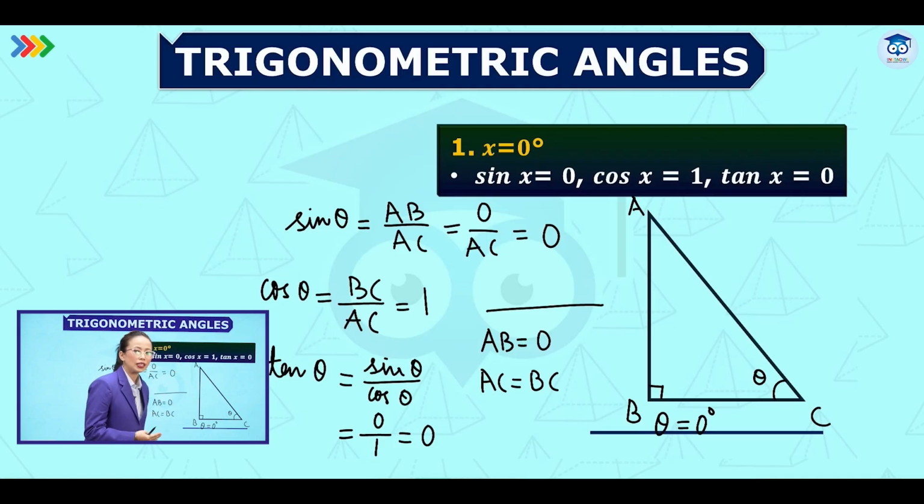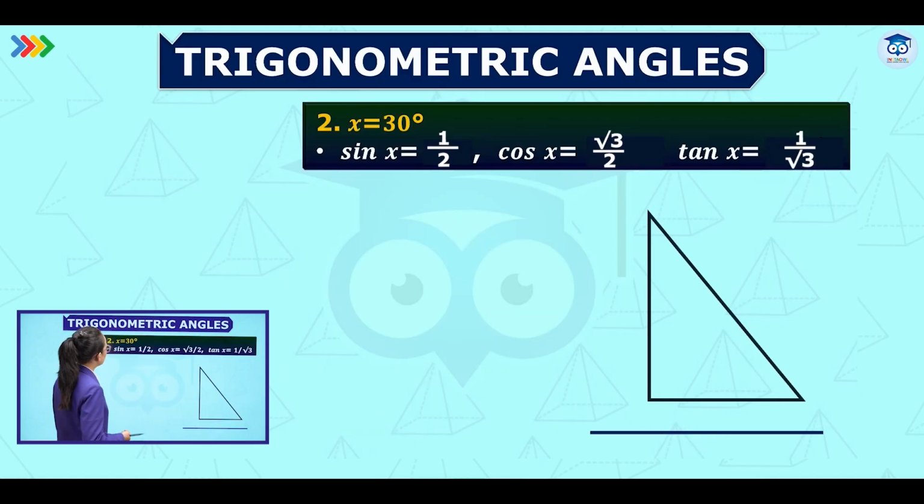So sec of x becomes 1 upon 1, that becomes 1. And again for cot of x, so cot of x will be the reciprocal of tan, right? That becomes 1 upon 0, which is not defined. Okay. Next, we have the next angle of consideration as 30 degree.